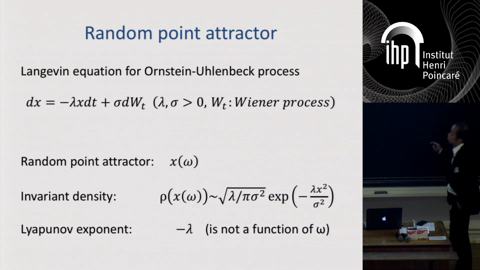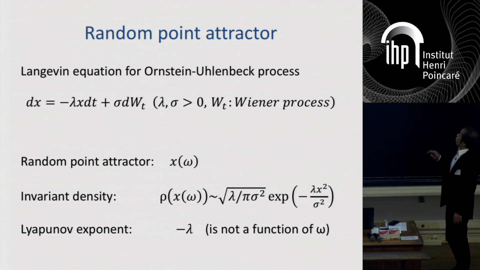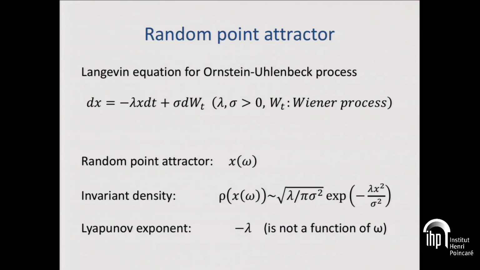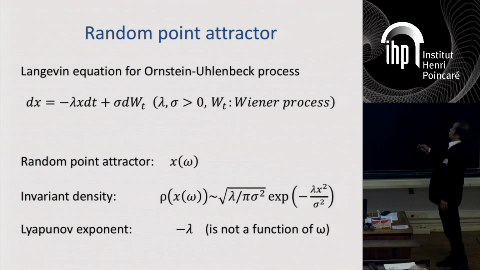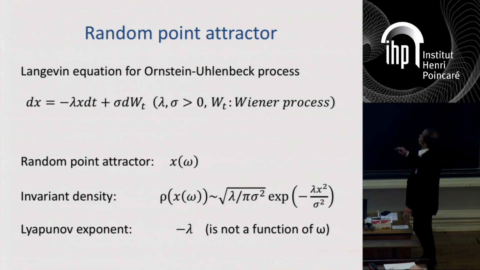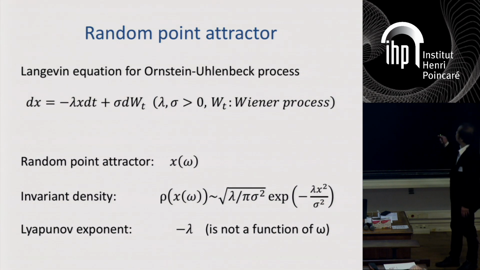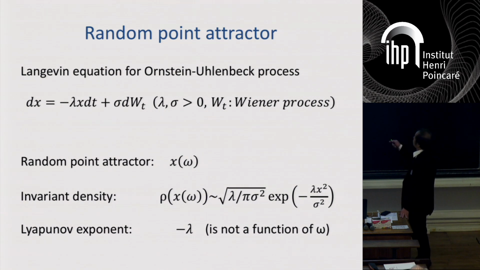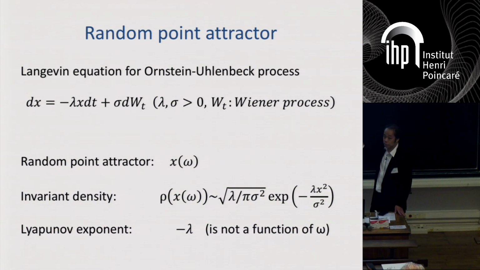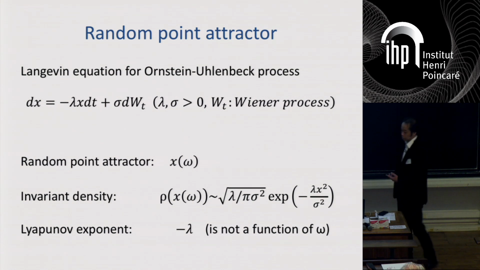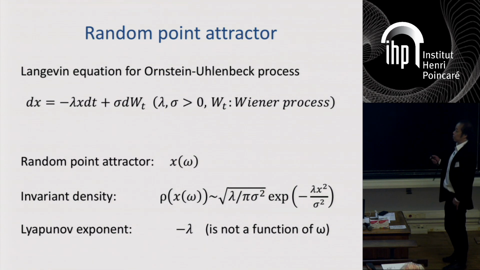So this is the simplest example of an RDS: a solvable one, the Langevin equation for the Ornstein-Uhlenbeck process. In terms of random dynamical systems theory, the solution of this stochastic differential equation is given in this way. The attractor is a random point attractor x, depending on omega. The invariant density is the solution of the Fokker-Planck equation, and it's given by this form, totally solvable, using lambda and sigma. The Lyapunov exponent in this case is minus lambda, and it's not a function of omega. For almost all omega, we have minus lambda as the Lyapunov exponent for this system. So this is the interpretation of the Langevin equation in terms of random dynamical systems theory.